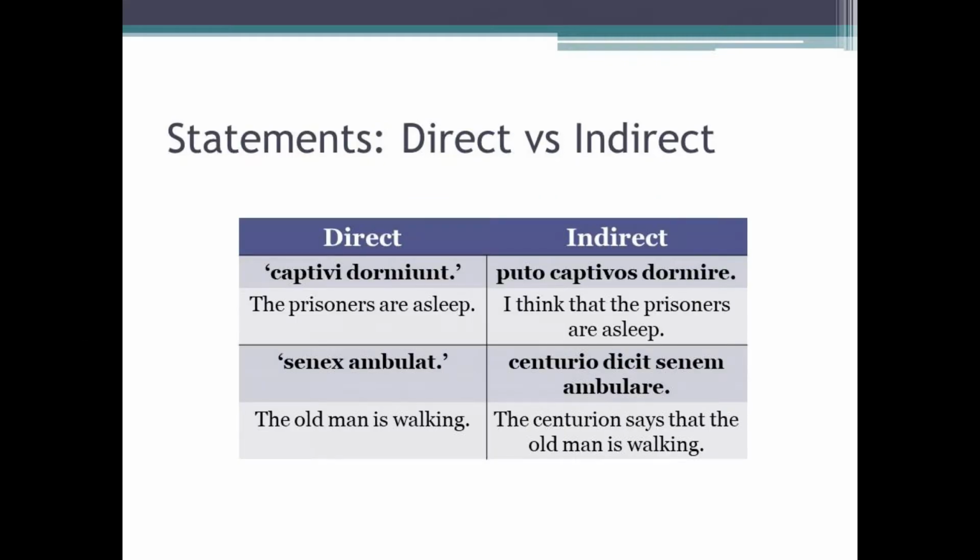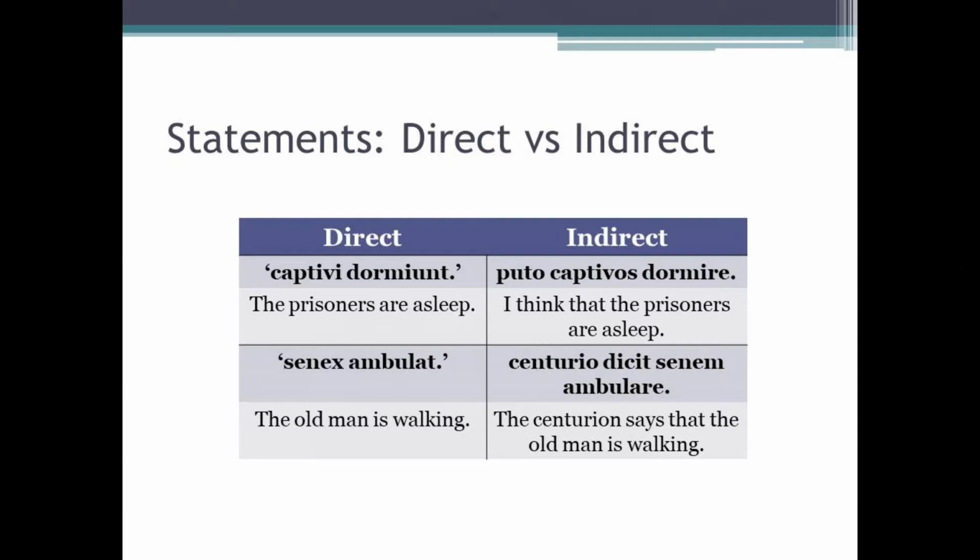And finally, before we move on to the vocab, let's compare direct and indirect statements. Captivi dormiunt, the prisoners are asleep. Senex ambulat, the old man is walking. So both of these examples are ordinary direct statements, where something is being said or stated. So both of these are in direct speech.